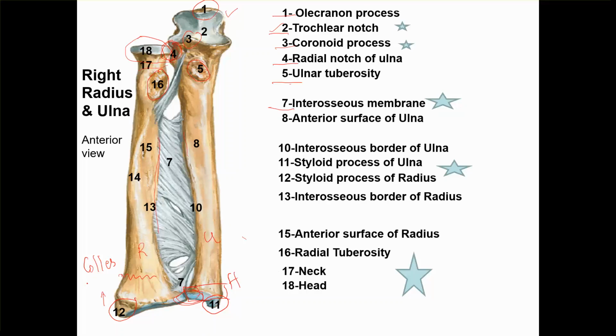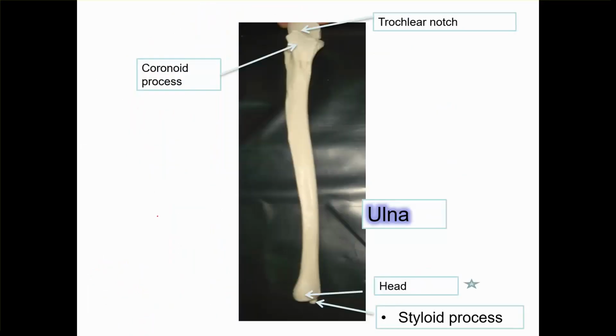Now moving on, you can again see the ulna. I just told you all the features of the ulna. For side identification of the ulna, remember that the olecranon process, the one right here above, will be proximal. The trochlear notch will be anterior. And the radial notch will be lateral.